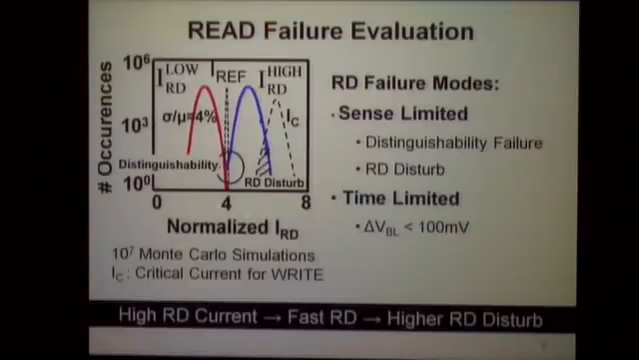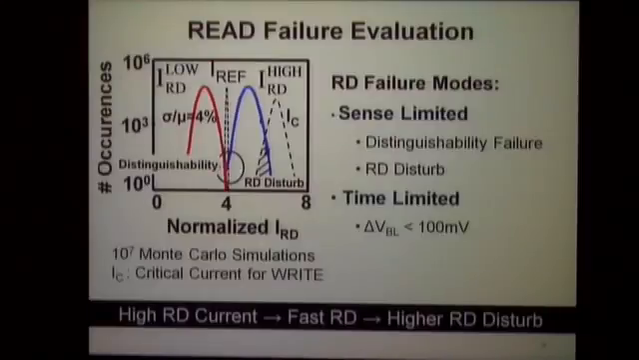This is a Monte Carlo simulation showing the two different distributions for read current. This is the lower of the read currents. The blue one is the higher of the read currents. And we have failure modes which are shown here. So the first is the sense-limited failure, which means that in the given amount of time that we need to read, we could not distinguish between a high state and a low state.